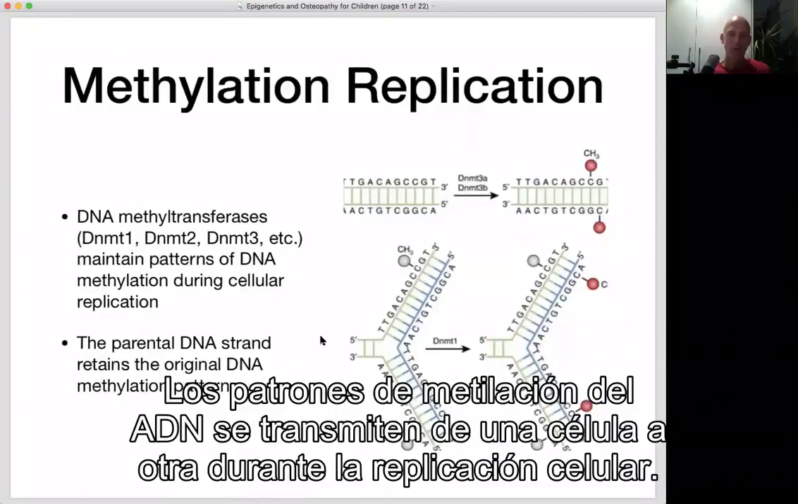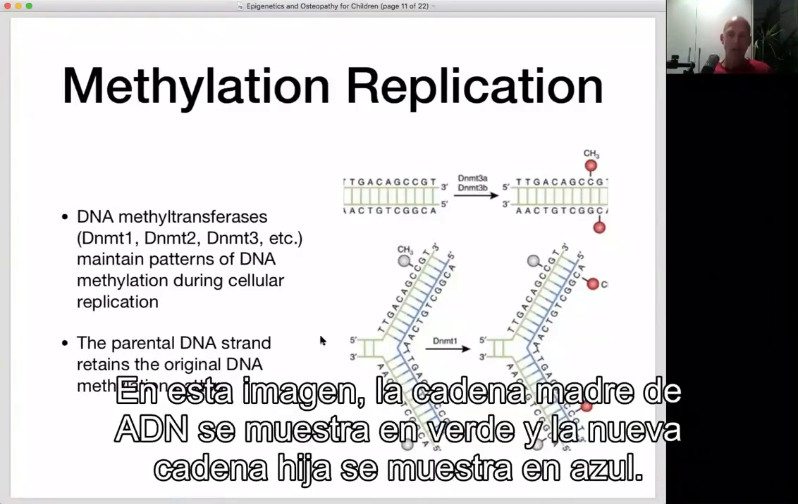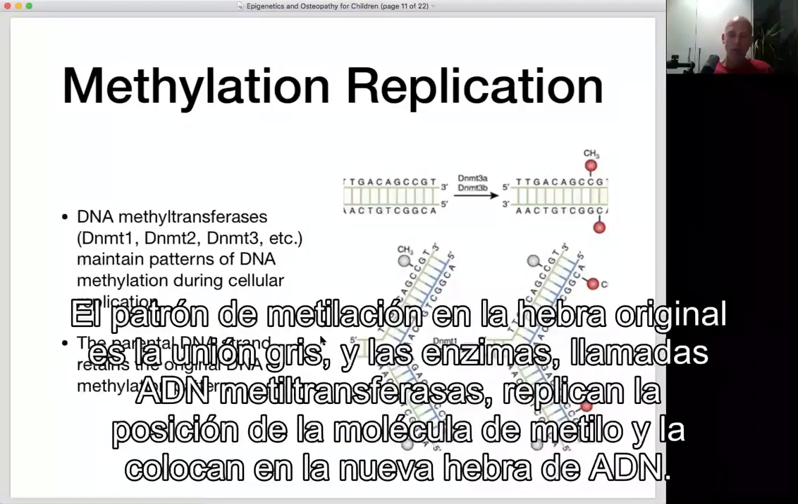DNA methylation patterns are passed from one cell to the next during cellular replication. In this picture, the parent strand of DNA is shown in green, and the new daughter strand is shown in blue. The methylation pattern in the parent strand is the grey attachment, and enzymes called DNA methyltransferases replicate the position of the methyl molecule and place it on the new DNA strand.